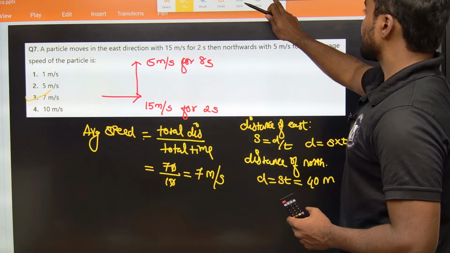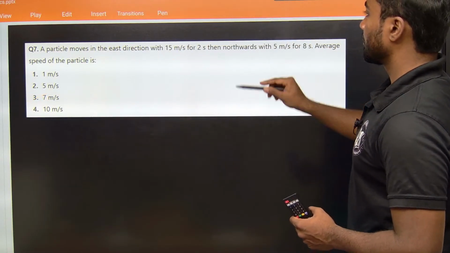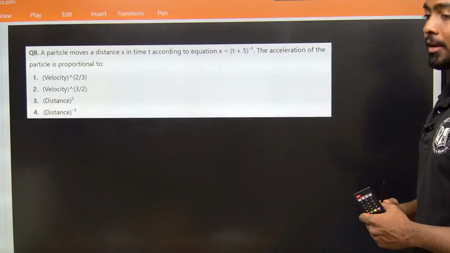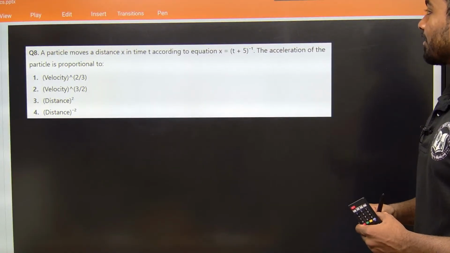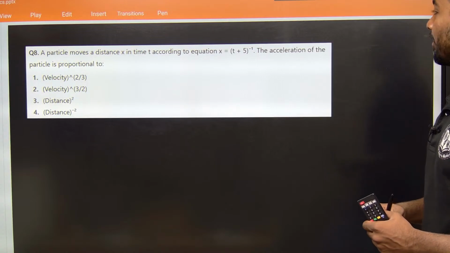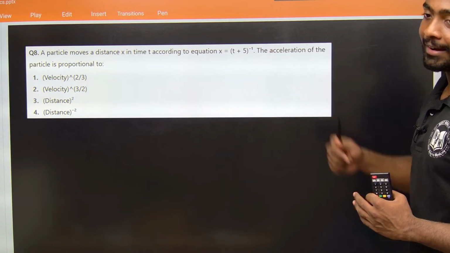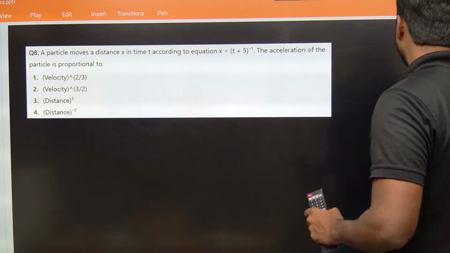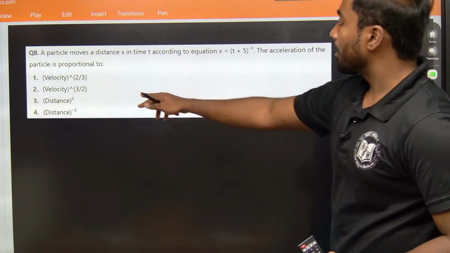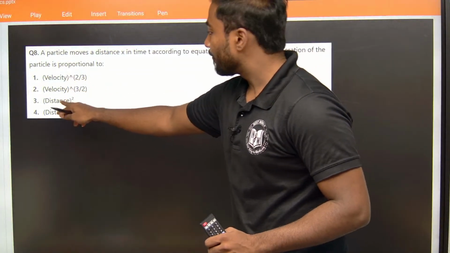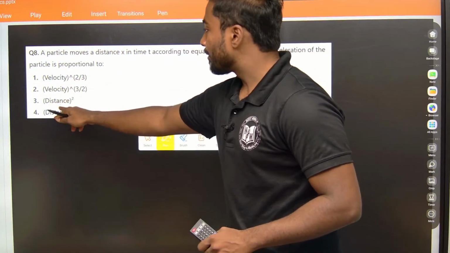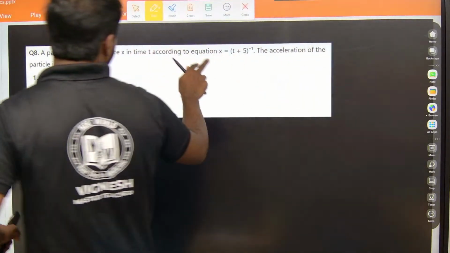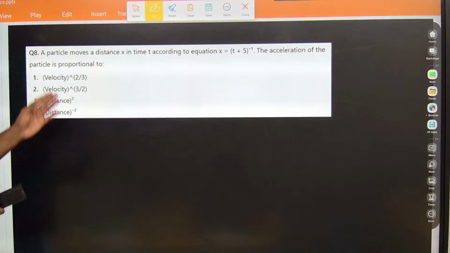So, the next question is: a particle moves x distance in time t according to the equation x = (t + 5)^(-1). The acceleration of the particle is proportional to: the options given are velocity power 2/3, velocity power 3/2, distance squared, and distance power -2. So distance in the sense the same thing, this is the distance, no.